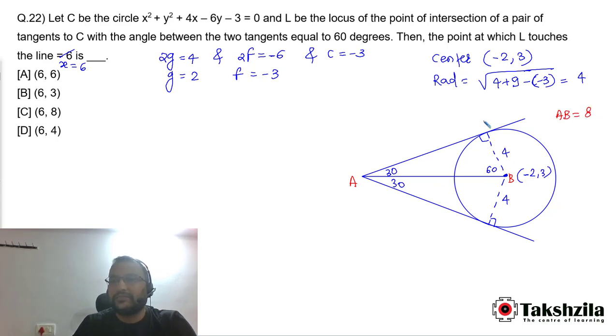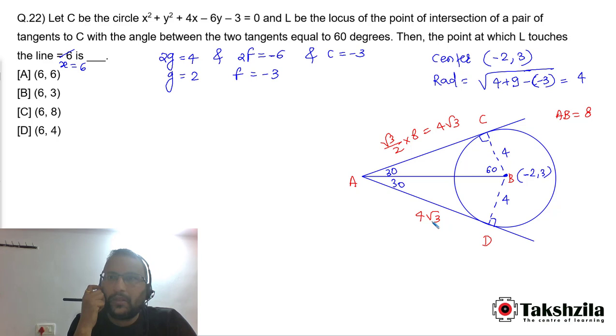And let's say this is C and D. The length of AC is going to be how much? √3/2 into 8. That is equal to 4 times √3. Length of AD is also going to be 4 times √3. So अब हमें यहाँ पे निकालना क्या है? Let's have a look at it.